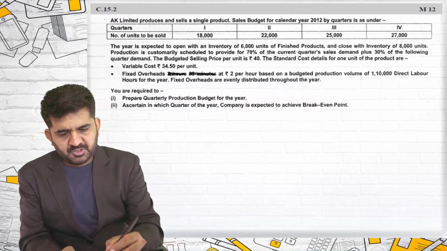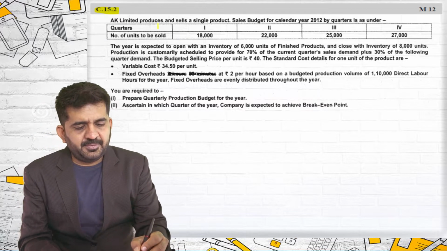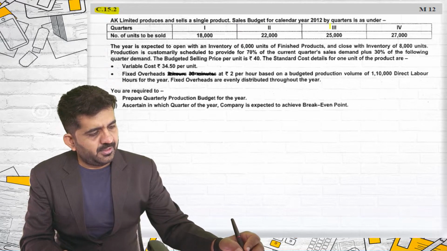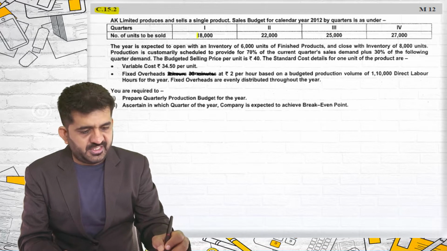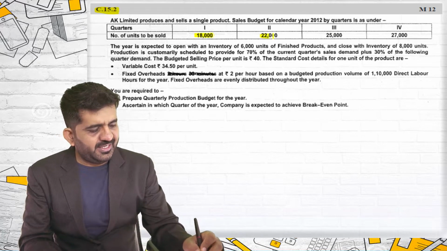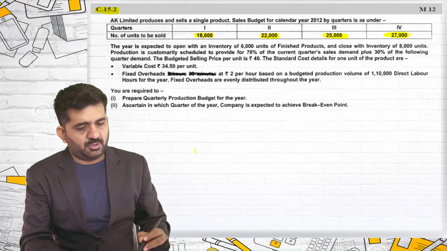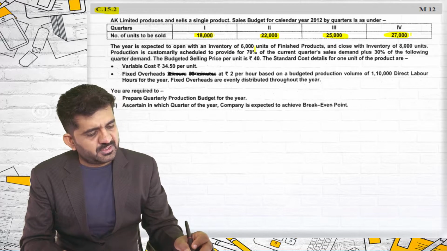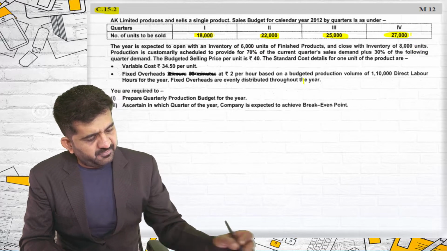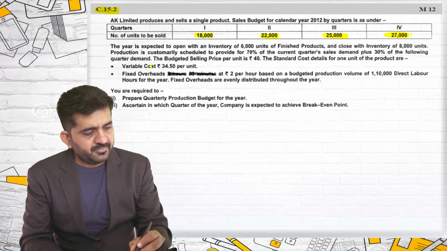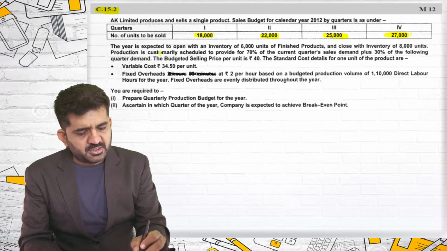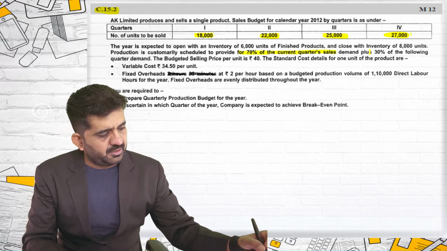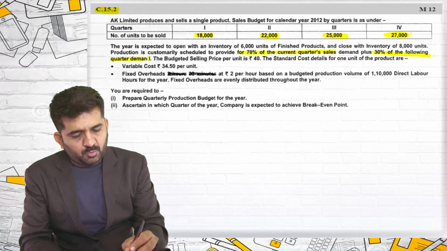Let us do the second question, which is C15.2. AK Limited produces and sells a single product. Sales budget for calendar year 2012 by quarter is as under. So this is your sales budget. In first quarter, you are going to sell 18,000, 22,000, 25,000 and 27,000 respectively. The year is expected to open with an inventory of 6,000 units of finished goods and close with an inventory of 8,000 units. The production is customarily scheduled to provide 70% of current quarter sales demand plus 30% of following quarter's demand.